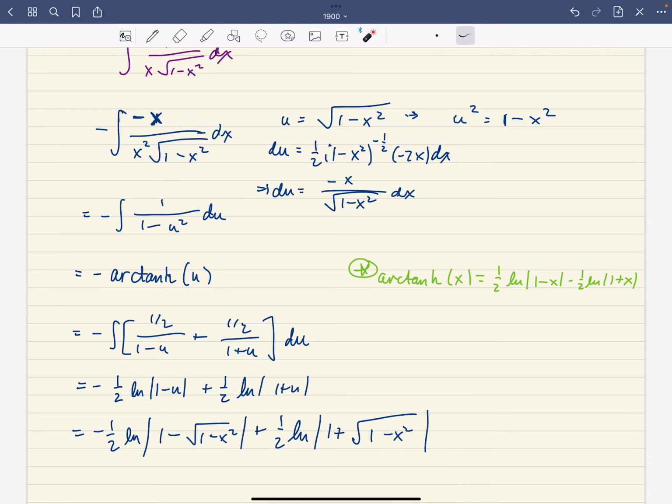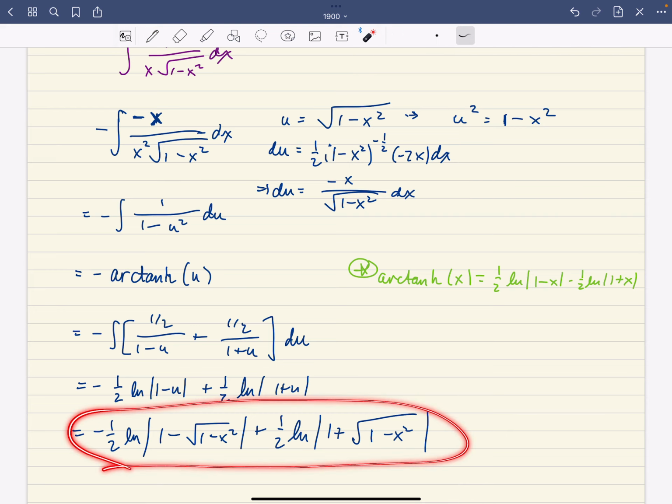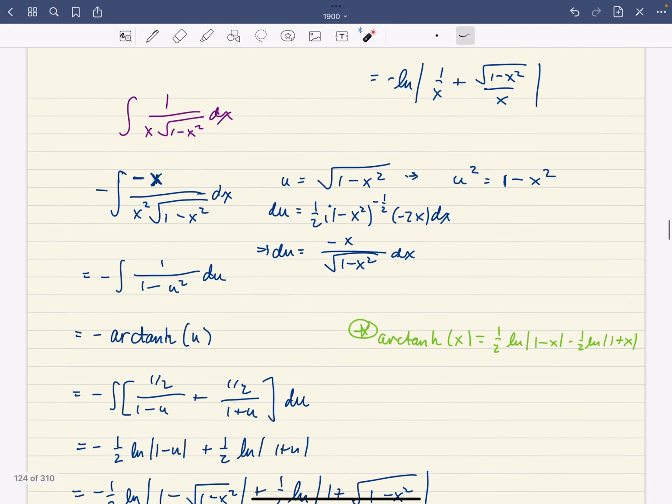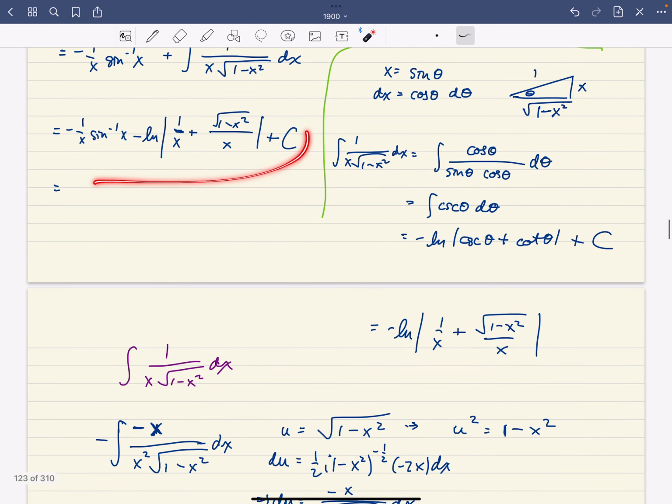Any way you want to do it, you end up with this kind of ugly looking integral, which is similar but not quite exactly what we got up here. Okay, and so if you rationalize the denominator, you'll see that those are the same, but that's the worksheet in a nutshell.